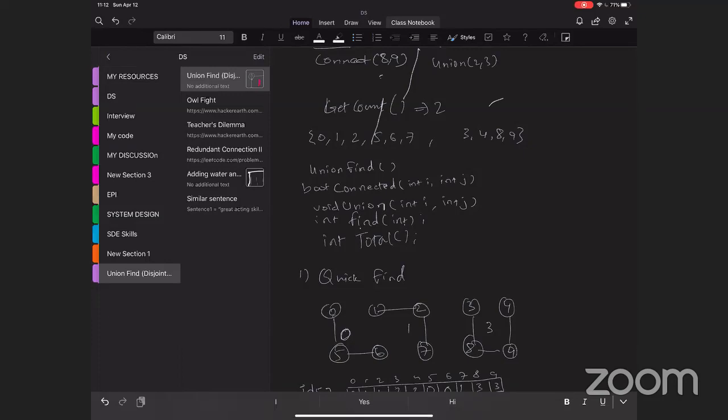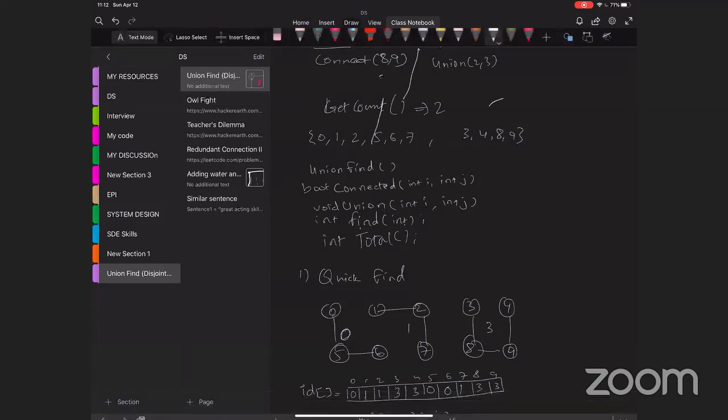Yeah. Okay. So complexity we changed to log star n for one operation. Now, if you are doing n operations, it will be n into log star n. Or m operations.